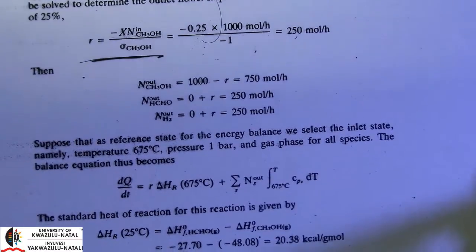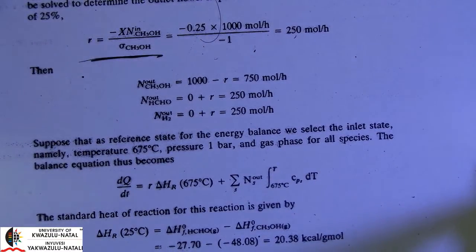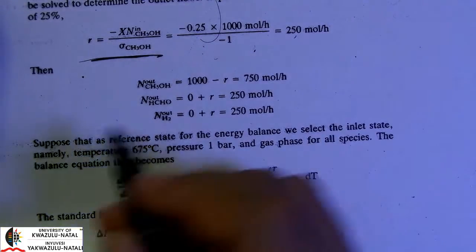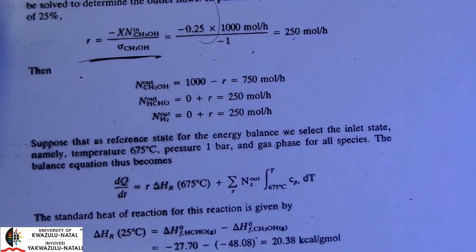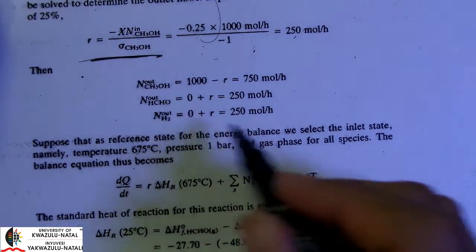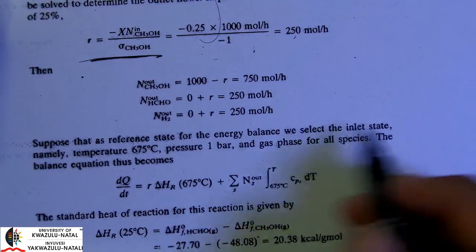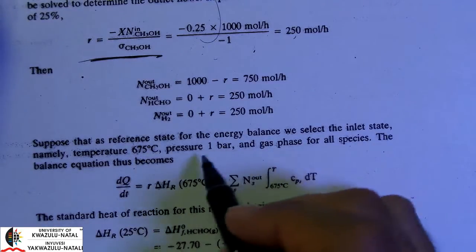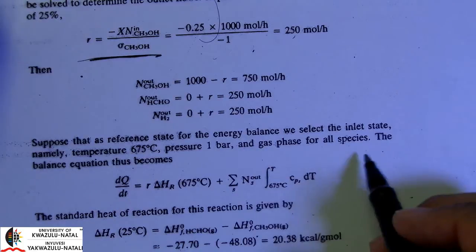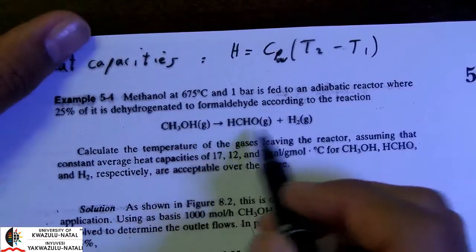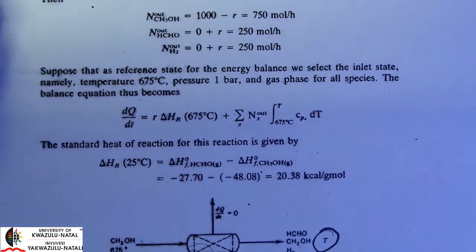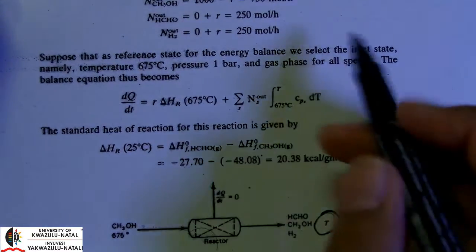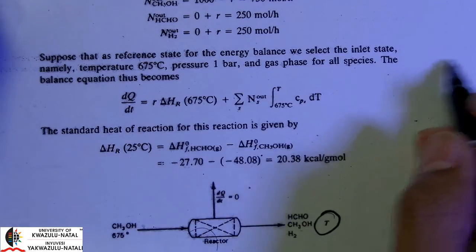Now we have an input coming in at 675 degrees. So we can, of course, select the input temperature to be our reference state. So we will have 675 degrees Celsius, pressure at 1 bar, of course, and gaseous phase for all species. So this is looking to be quite a simple problem. Let's write out our energy balance.